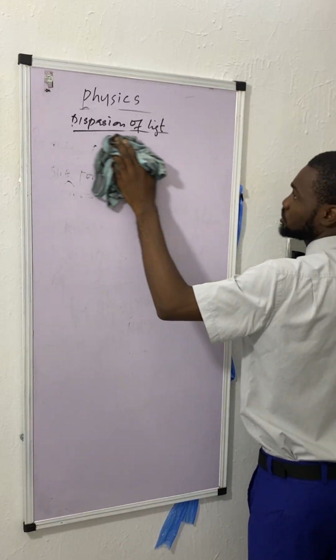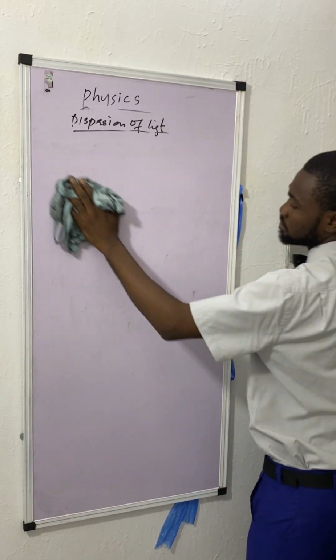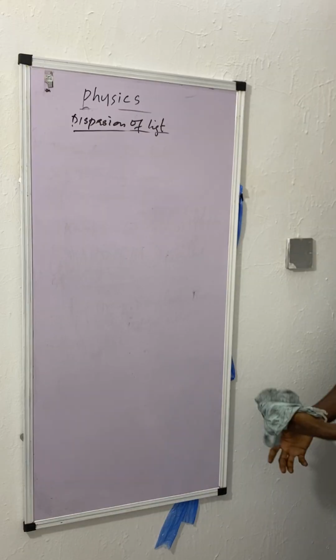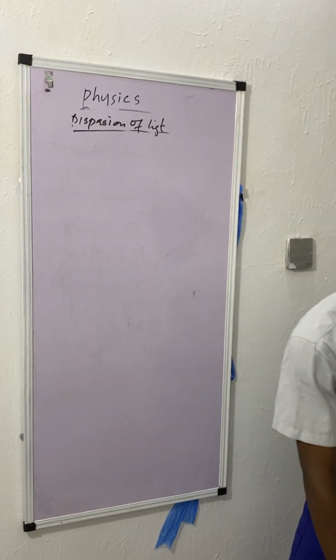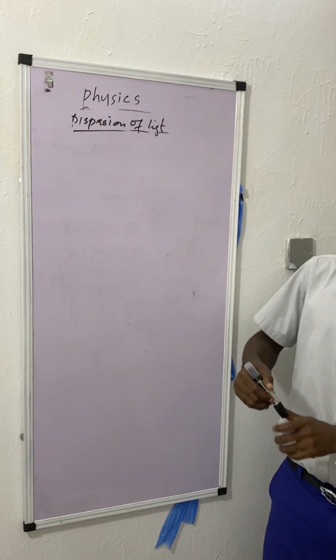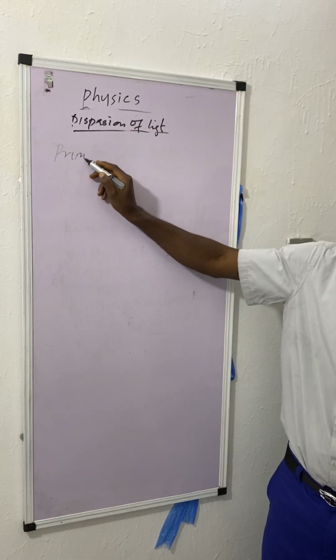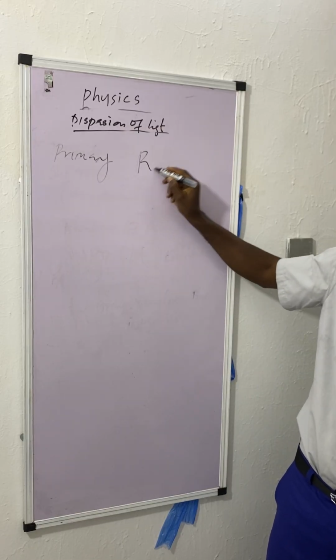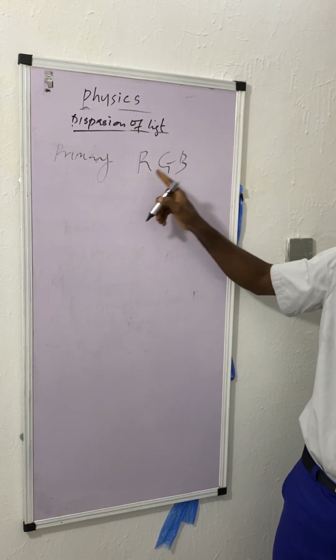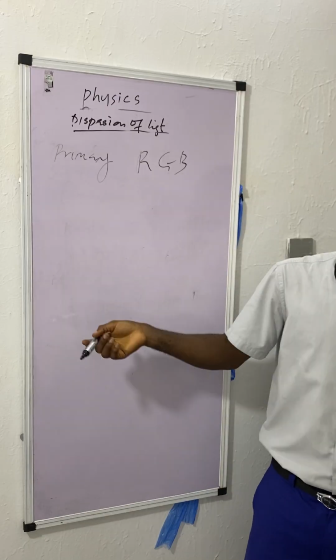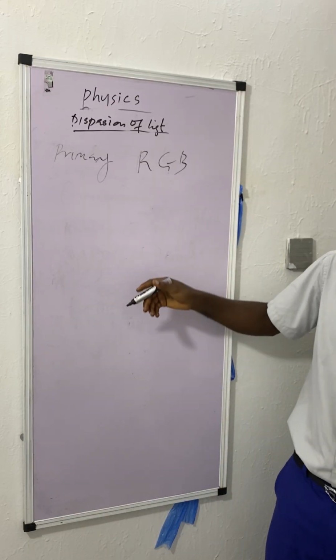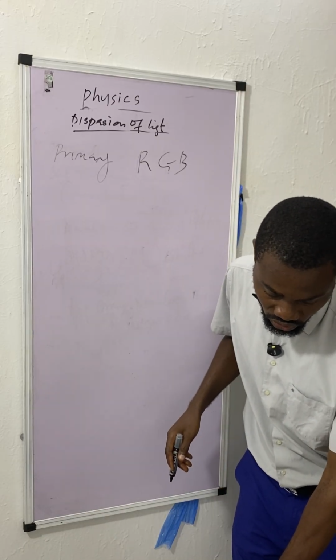Let's look at primary, secondary colors. Primary colors are the what? ROGB, right? Primary colors are ROGB. We have ROGB. R is red, G is green, B is blue. Secondary color is the color gotten from addition of what? Two primary colors.